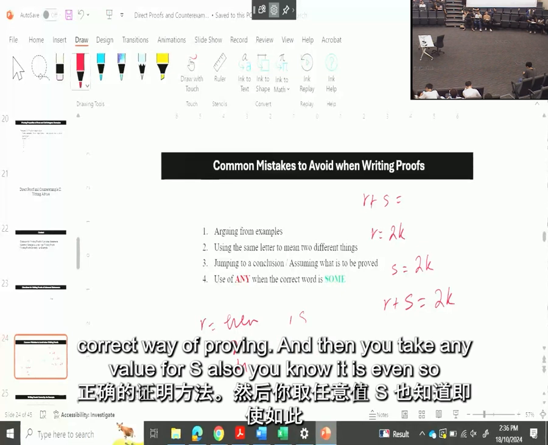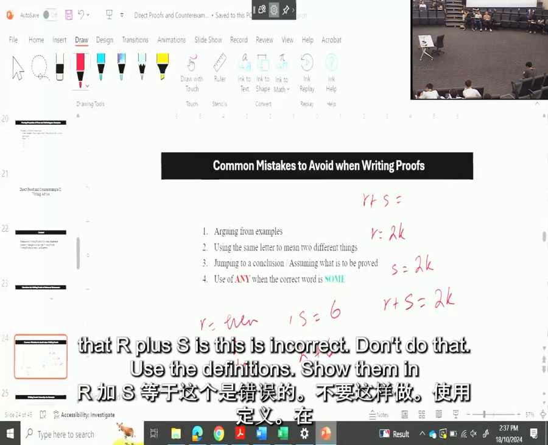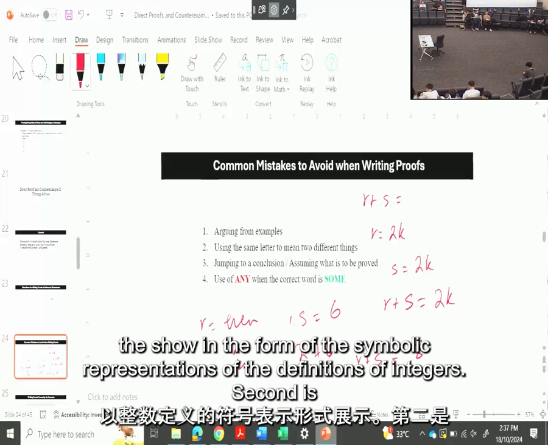And then you take any value for s also, it is even, so you just take any even number. And then you just simply add them and then prove that r plus s is even. This is incorrect. Don't do that. Use the definitions. Show them in the form of the symbolic representations of the definitions of integers.